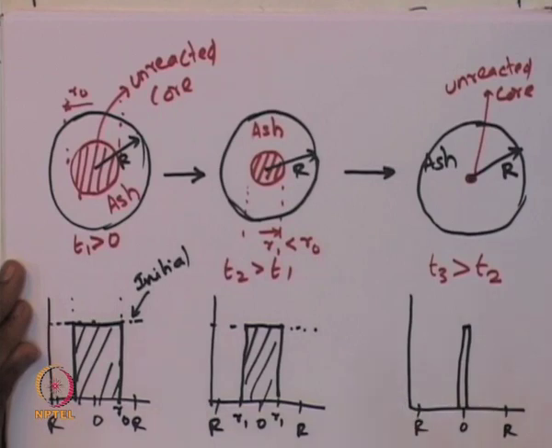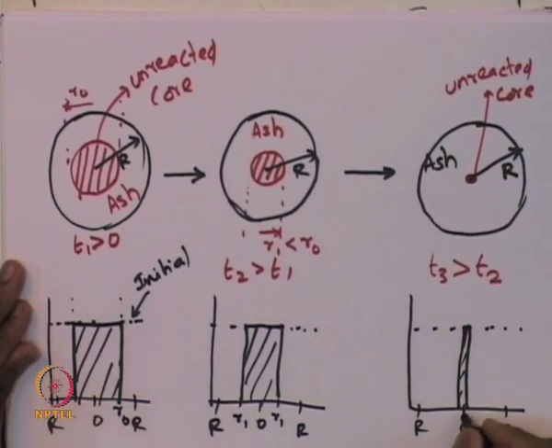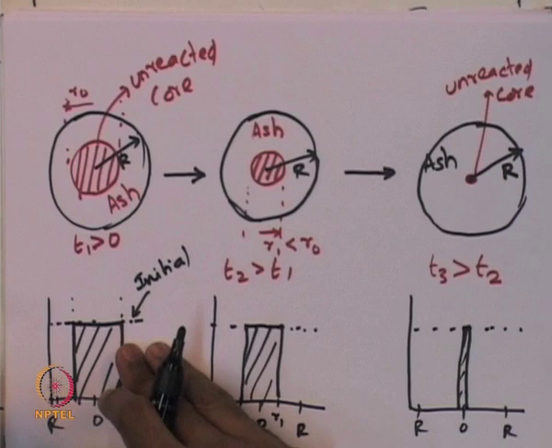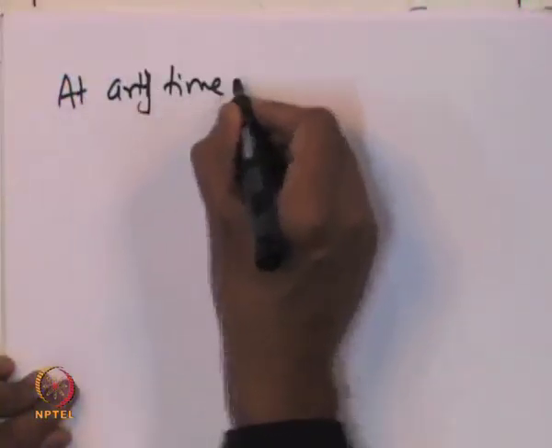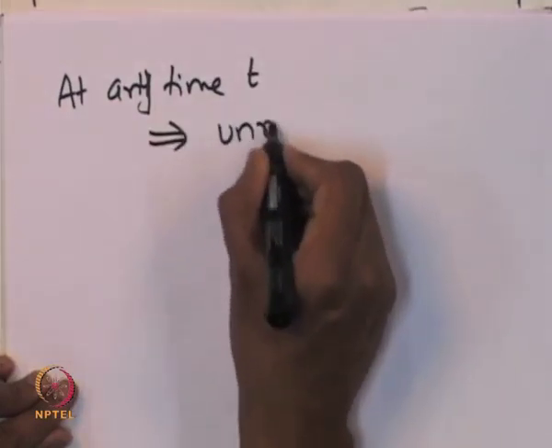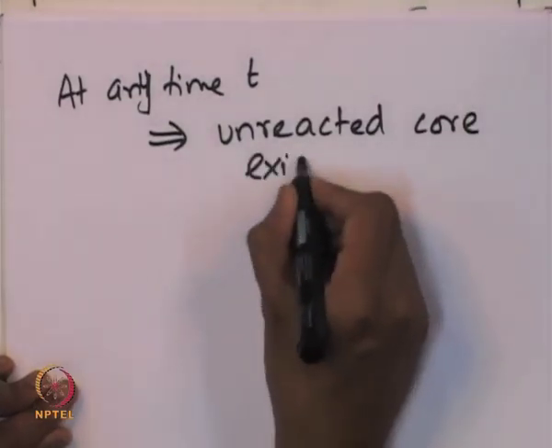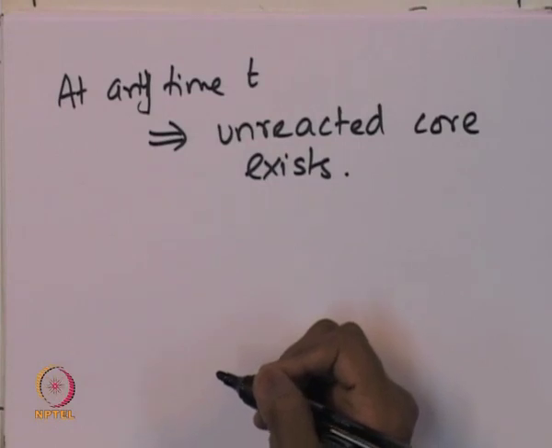So, 0 is the center of the sphere, and so the unreacted solids are now present only in this very small region around the center of this particular sphere, if you assume that the solid core in which the reaction started is actually a spherical particle. So, what this model assumes is that at any time there always exists an unreacted core. This might be very small or very big, but at any time there is always an unreacted core that exists.